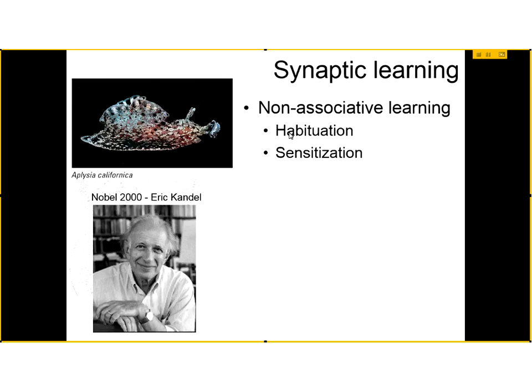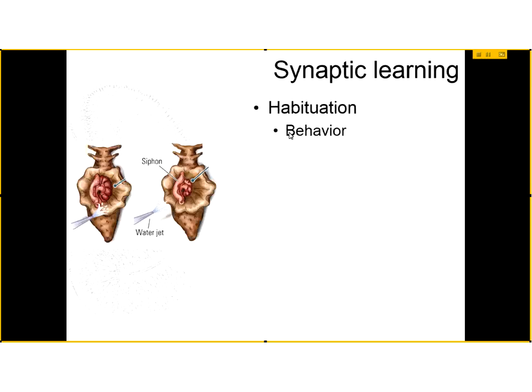It's a form of learning, a change in behavior due to experience. And we'll talk about two forms, habituation and sensitization, and we'll see how that has been used to study this system. So let's get started with habituation. First of all, let's talk what habituation means in terms of behavior.